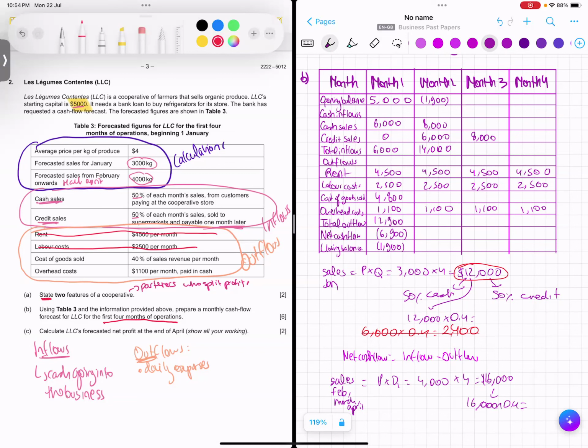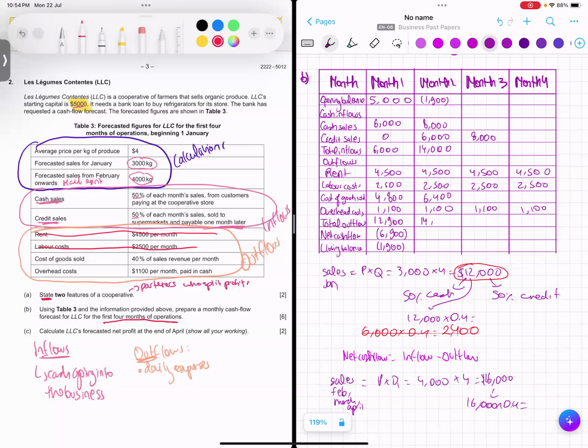So it's 6,400 for our cost of goods sold. Oh, sorry, I wrote it somewhere wrong. 6,400 for our cost of goods sold. Got it? So here we have to calculate our outflows. So 4,500 plus 2,500 plus 6,400 plus 1,100, our outflows are 14,500.